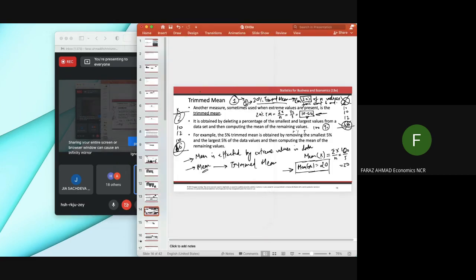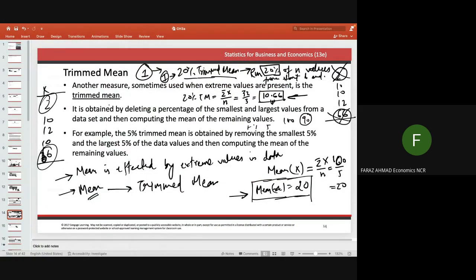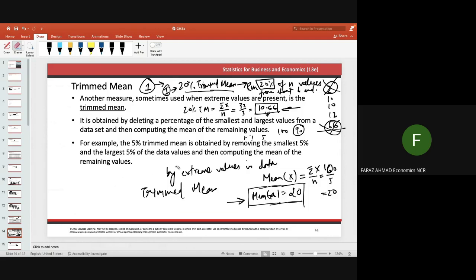All right, so let me explain it once more. So we have, let me take another situation, or let me take the data set which is already there.